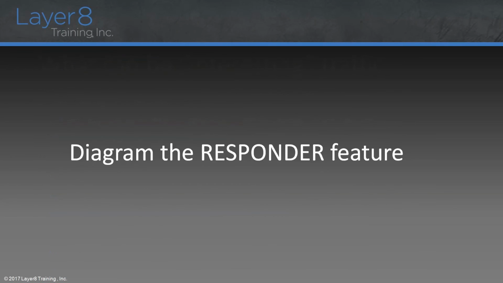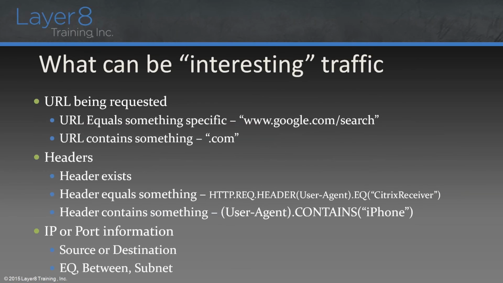Okay? So what can be interesting traffic? Okay? And I mentioned a couple different things here. We could go in and take a look at URLs. And so I could go with your URL equals something specific. Okay? So in this example, I've got here not just Google. I'm looking specifically for Google/search. If that's your URL, that could be interesting.